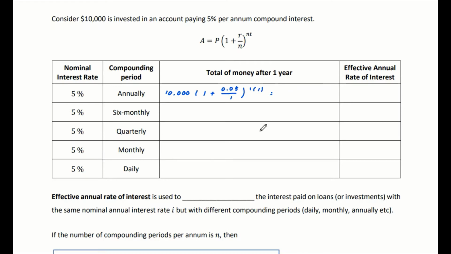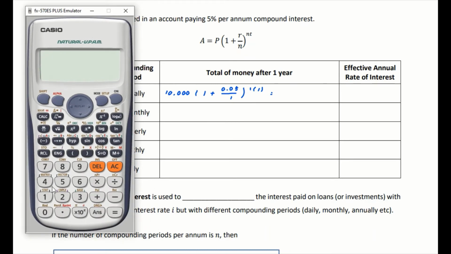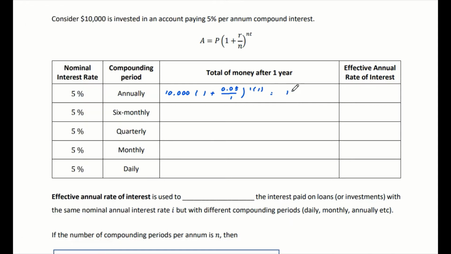So now let's try to put the information in our calculator and calculate that. So we have 10,000. Okay, then multiply by 1 plus 0.05. In this case, over 1 there's no need. So power 1 also is just the same. So as a result, we can get that after 1 year, you have 10,500 in the account. All right, so that's for the compounding period annually.